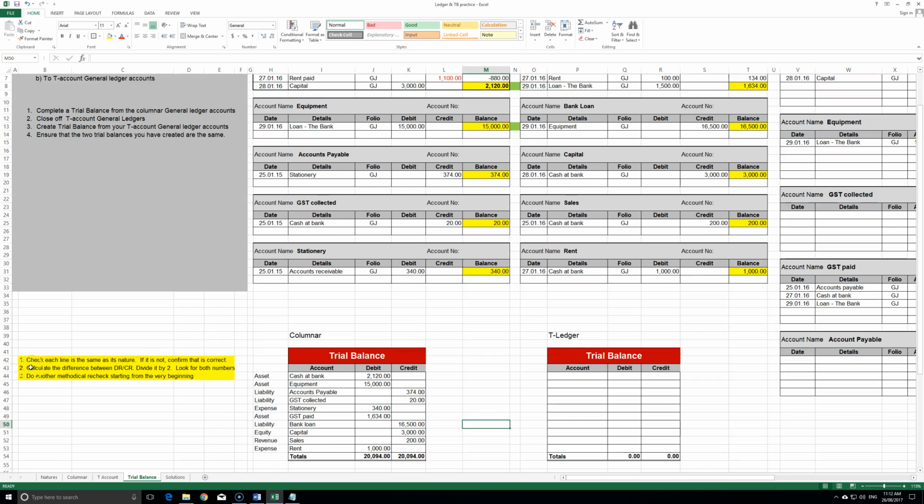So if step 1 and 2, if the quick fixes don't work, it means that there is a deeper error, probably going back to your journals. So head back there, check every journal balances, check every account is correct there, and then check all of your postings to the ledger, and then you should have found it at that point.